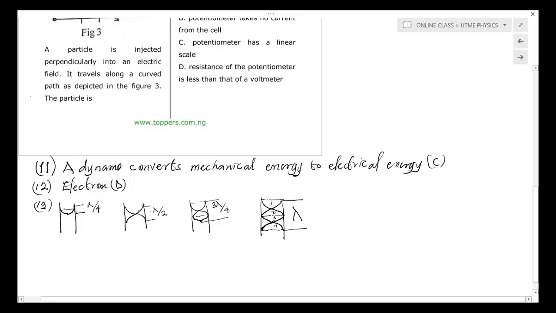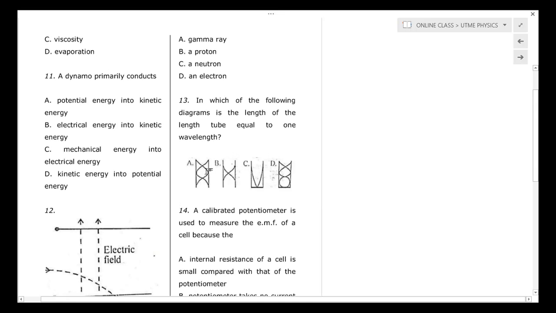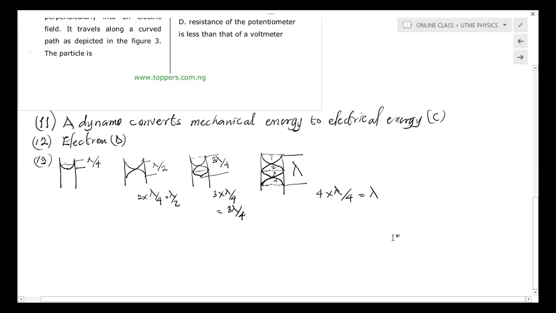So here we have lambda over 4. We have 2 of it here, 2 times lambda over 4, which gives lambda over 2. Here is 3 times lambda over 4, which gives 3 lambda over 4. And here is 4 times lambda over 4, which gives us lambda, which is the wavelength that we should look for. Let's look at which one gives us the answer. So that's A here. The answer here is A. A is the final answer in this case.